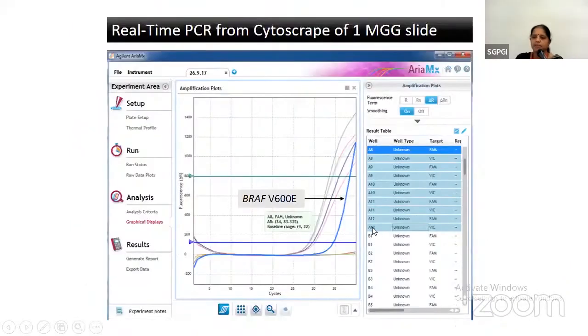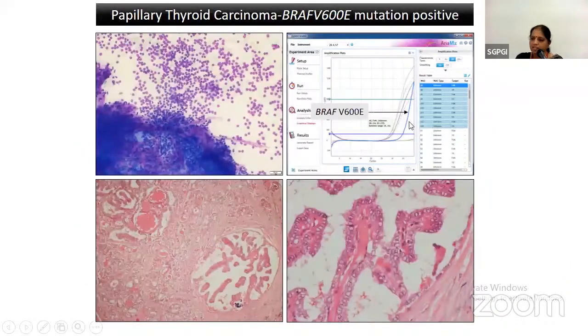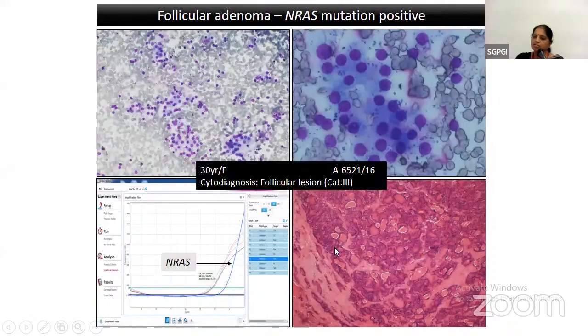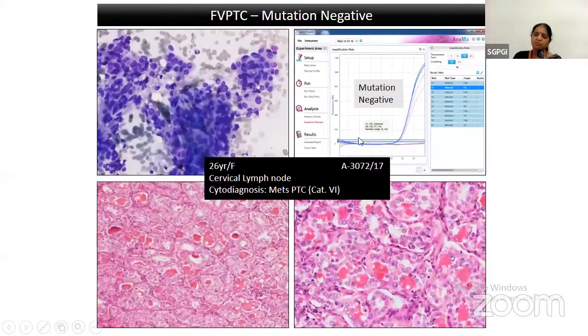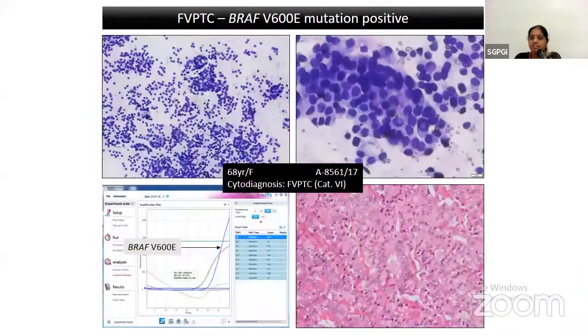Typical case of papillary thyroid carcinoma, nice BRAF positivity there. Again, another case of PTC, BRAF positive. Here is a case of a follicular lesion. It was category 3. We got a very nice NRAS, and it turned out to be a follicular adenoma. Here was a lymph nodal metastasis where all mutations were negative, and this turned out to be FVPTC. So it doesn't help you in all cases. You should know the limitations of the test as well.